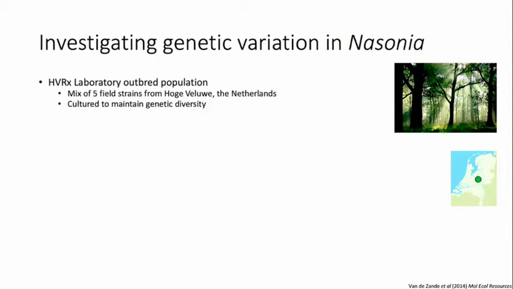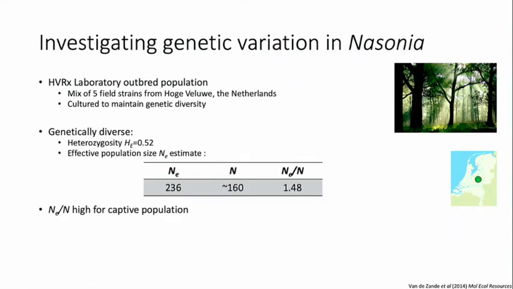And to do that, we collected 5 field strains from the fields in the Hoge Veluwe in the Netherlands, a forest area. And those field strains were basically everything you collect from one nest box. That can be multiple foundresses at the same time. We mix those and culture those to maintain genetic diversity. And that worked pretty well. We had a genetically diverse population with a pretty high effective population size, at least for the census size that we were able to maintain.